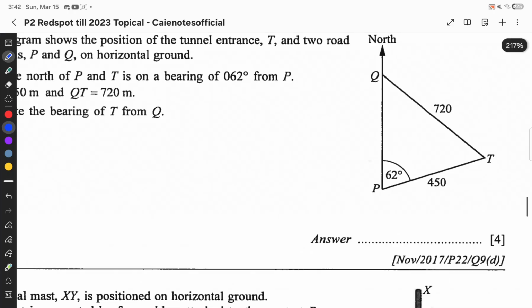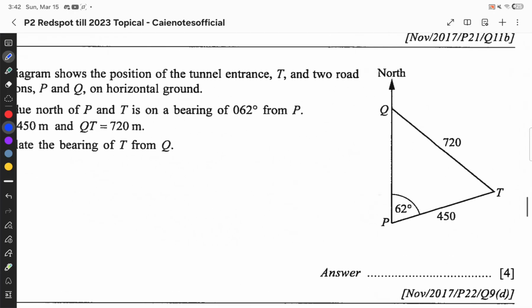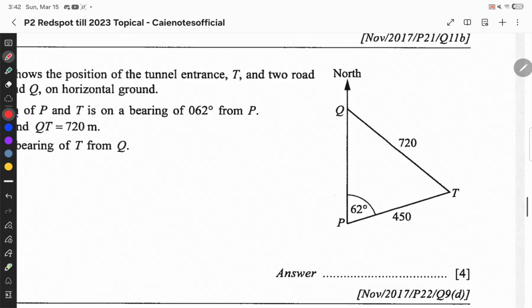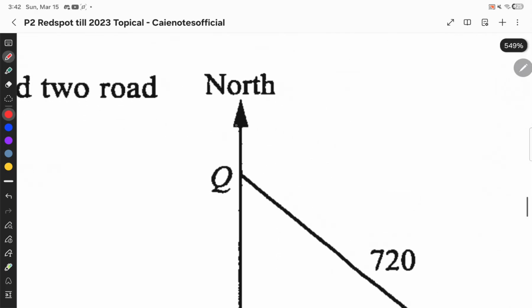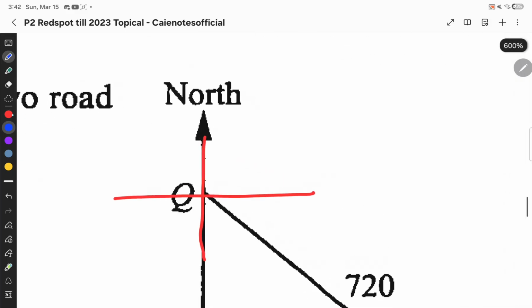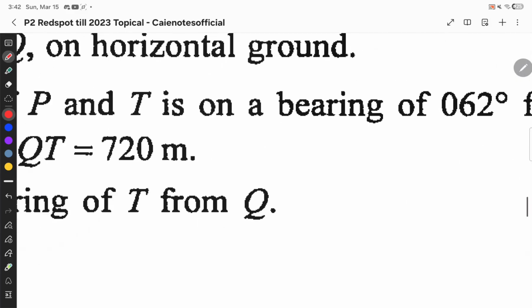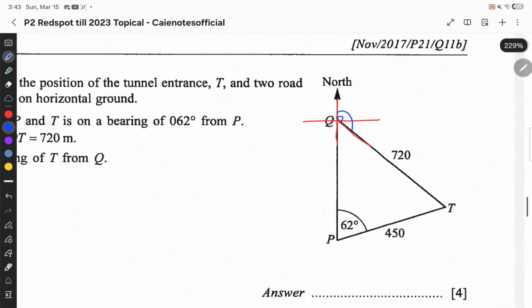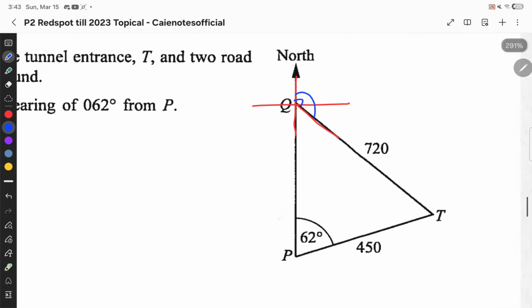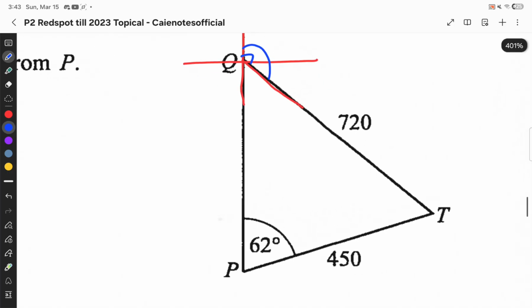Okay. Calculate the bearing of T from Q. So from Q we make the cross, the plus, and we mark this QT over here, and we make the angle. Now this is 90 and boom. We can do this. Why? We can use the cosine or sine rule and then 90 minus the angle that we find.